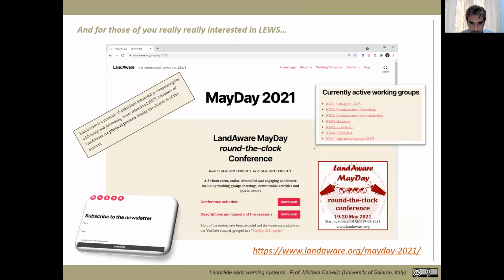Okay, if you want to join, just go to the web. On the web, you can see the active working groups. You can see that we already hosted a few initiatives. If you want to check on the material that is there, this initiative was a 24-hour-long initiative, and so you have a lot of recordings of that initiative with different topics. And anyway, if you want to join, it's very easy. And if you don't want to join, but just want to subscribe to the newsletter, it's also very easy.